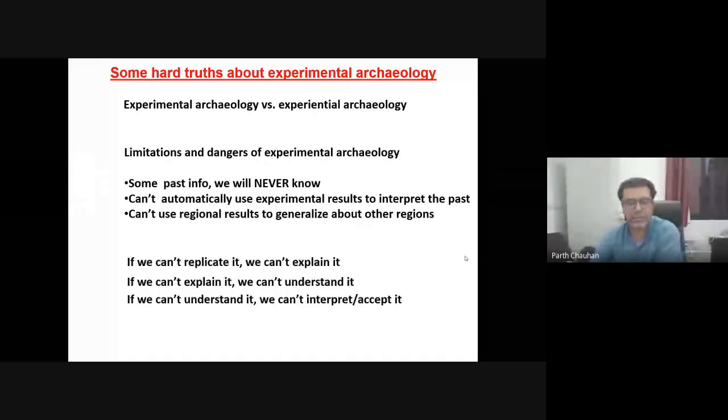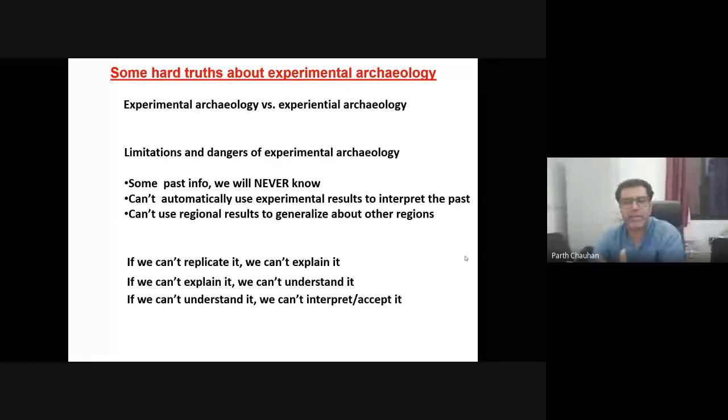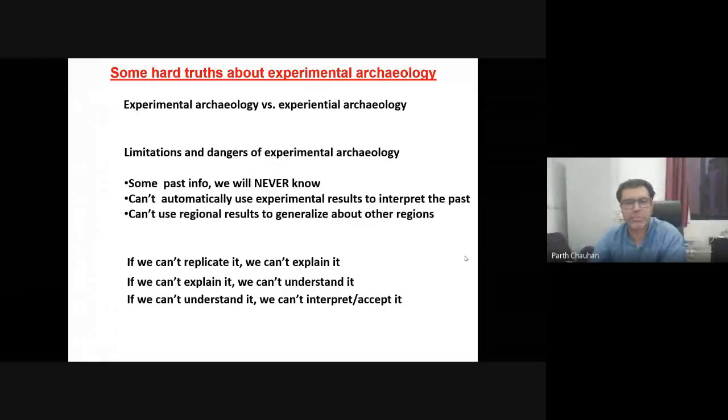If you can't replicate it, we can't properly explain it. If you can't explain it, then we can't properly understand it. And finally, if you can't understand it, we can't interpret or accept it. So if there's any ambiguous specimen in the archaeological record, and if you can't interpret it, the best way to do it is replicate it. Try to understand where it fits in the sequence, what the function was, what its purpose was, and then we get better insights.